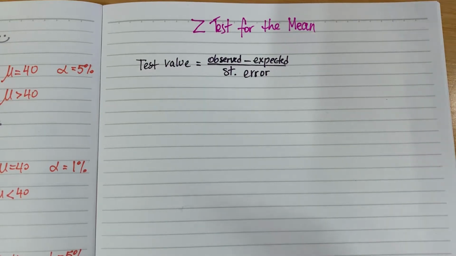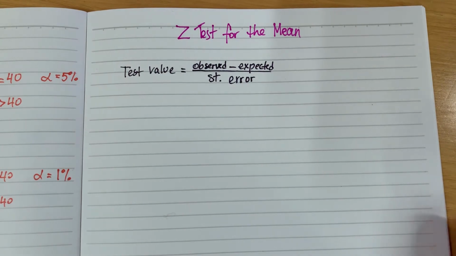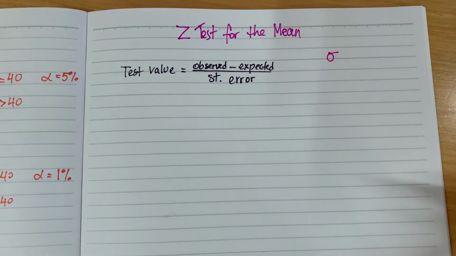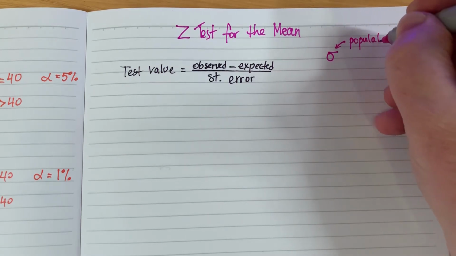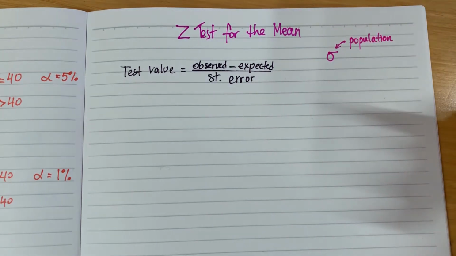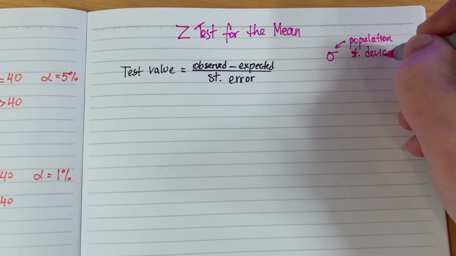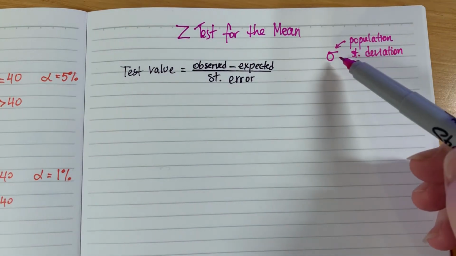Hello, this video is going to be for the z-test for the mean. I will remind you before we even begin that we can only use the z-test for the mean when we know the sigma. Remember the sigma: this is the population standard deviation. If we don't have this population standard deviation, we cannot use the z-test. We can only use our z-test if we know the sigma.